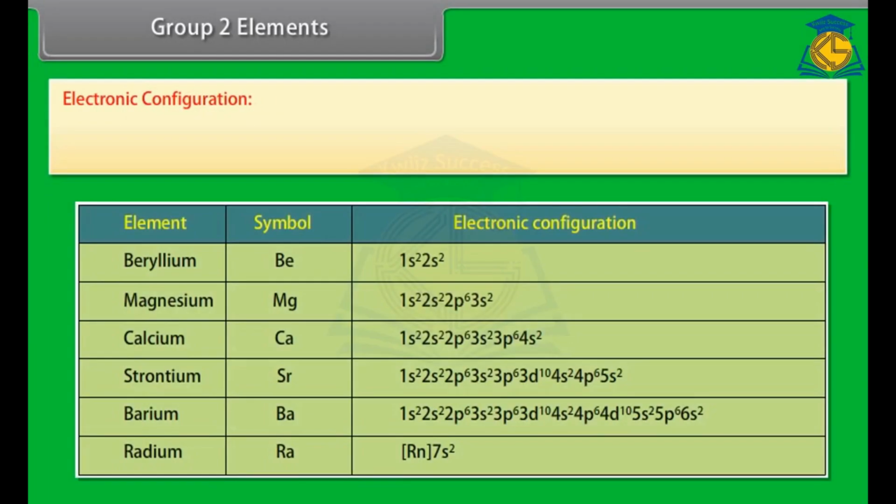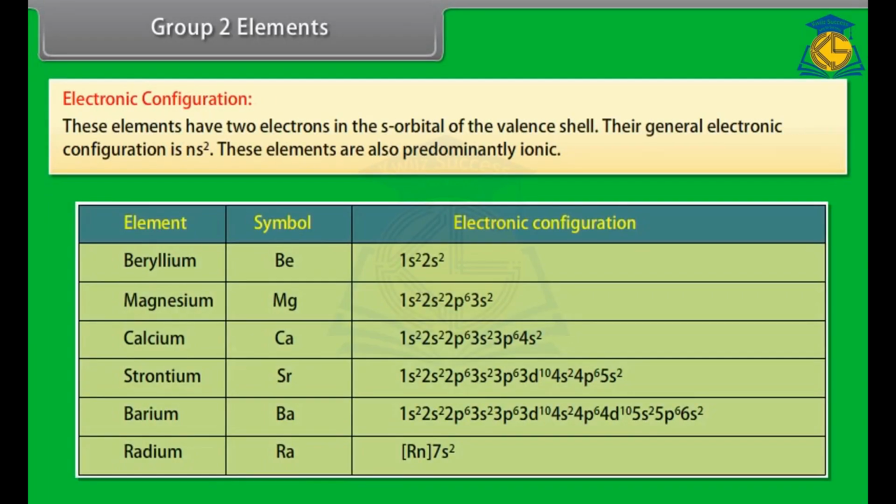Group 2 elements. Electronic configuration. These elements have 2 electrons in the s orbital of the valence shell. Their general electronic configuration is ns2. These elements are also predominantly ionic. Atomic and ionic radii.